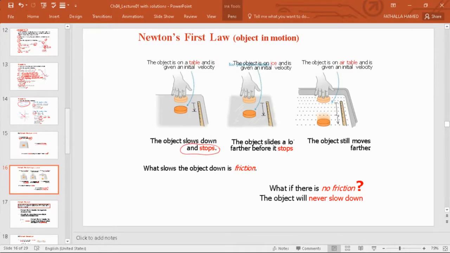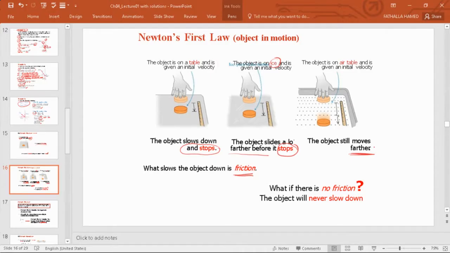What happens if, instead of a table, I put that on ice and I give the object an initial speed or initial velocity? It will travel further, but it will stop. And you know that this is basically coming as a result of friction. What happens if I put this on an air track? Probably you've done this in the lab as well. And when you do that, you know that it will move further.